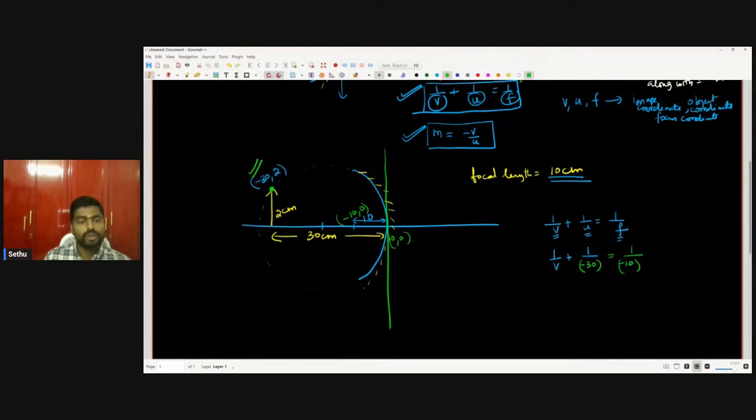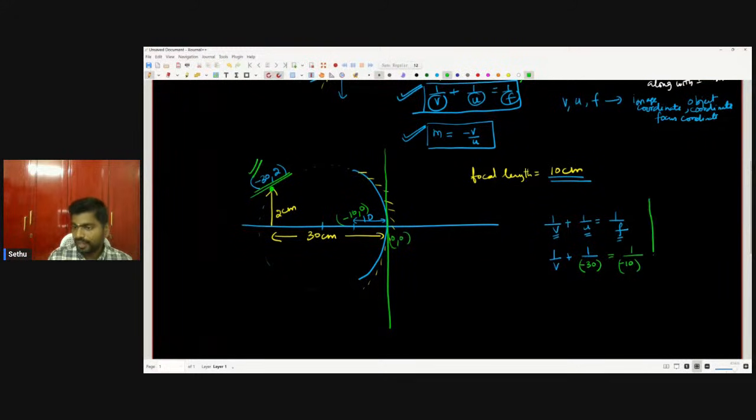Sign convention, you are using simple Cartesian sign convention. Towards the right is positive, towards the left is negative, upwards positive, downwards negative. But before you start the problem, at least in pencil, write down everything as coordinates. Once you write down everything as coordinates, look at it and substitute the coordinates. You will never make a mistake in any numerical.